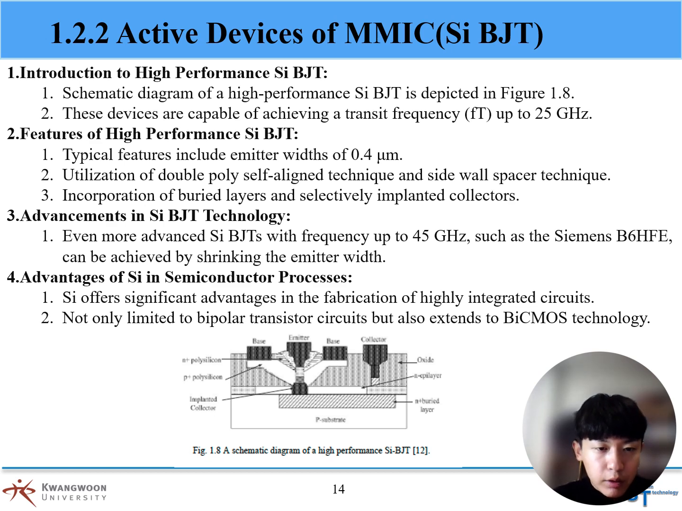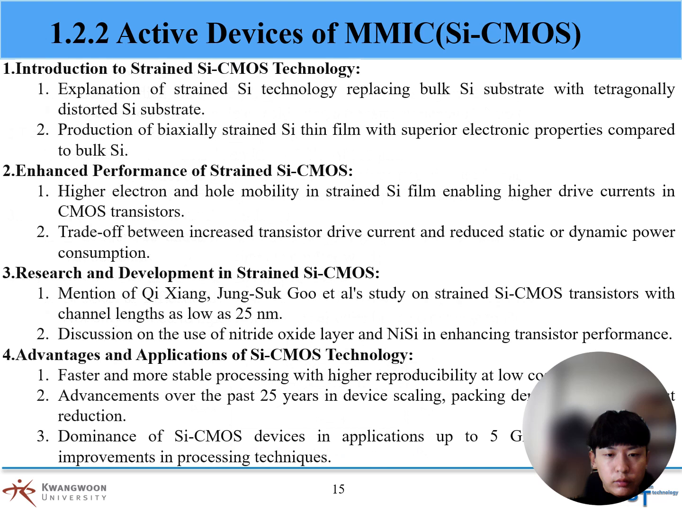There are some advancements in CBJT technology. Even more advanced CBJTs with frequency up to 24 GHz, such as the Siemens B6 HFE, can be achieved by stretching the emitter width. This part shows the last active devices of MMIC.